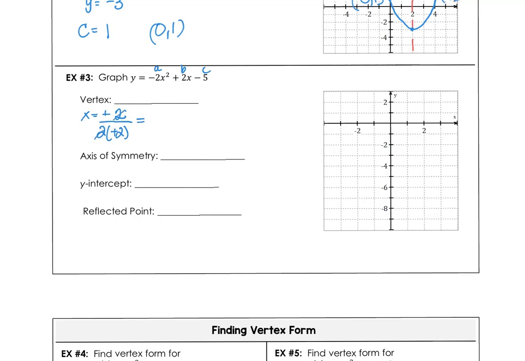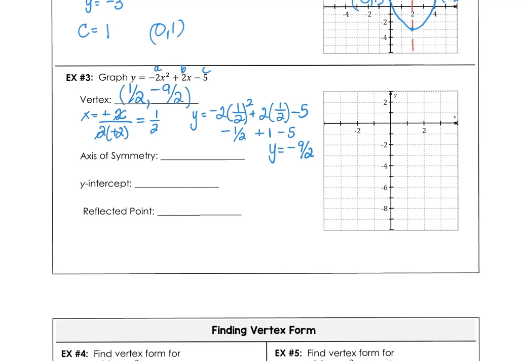So we have 1/2 is our x-coordinate, and then we're going to substitute negative 2 times 1/2 squared plus 2 times 1/2 minus 5. So negative 2 times 1/4 is negative 1/2 plus 1 minus 5. So our y-coordinate is negative 9/2. So the vertex is at 1/2, negative 9/2. So if we come over here at x equals 1/2, this is our axis of symmetry, and negative 9/2 is at negative 4.5. So 1/2, negative 4.5.